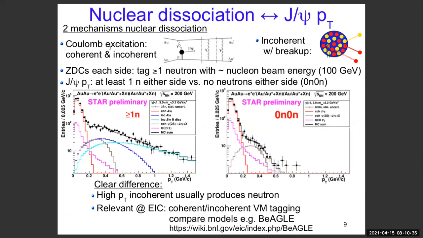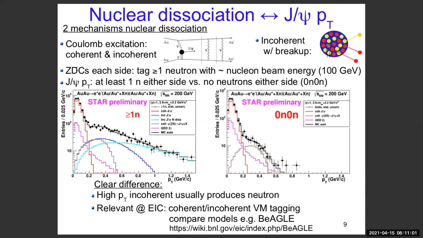Okay, one last point I want to make about gold. The nuclei can also break up through two mechanisms: through Coulomb excitation, where after the initial UPC reaction, additional soft photons are exchanged, which can break up the beam particles. Or in incoherent scattering, where you actually interact with only one nucleon. You knock it out and you can break up the whole nucleus.